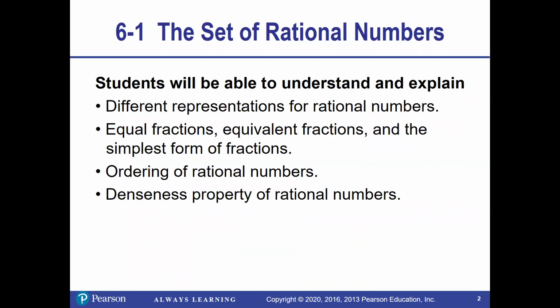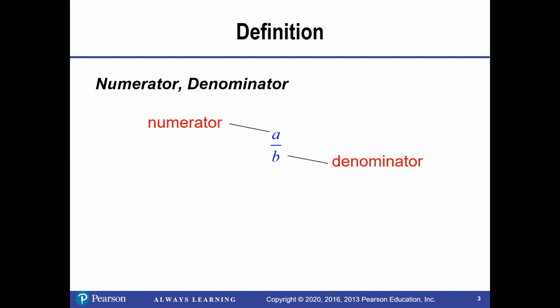So we have to understand some of the things we're going to talk about. We're going to get to ordering them later, in 6.1 we're just going to talk about what a rational number is. So a rational number is basically a number that can be written as a fraction. Any number over another number. Okay, so before we can even get to rationals, you have to know that the top of your fraction is your numerator, your bottom is the denominator.